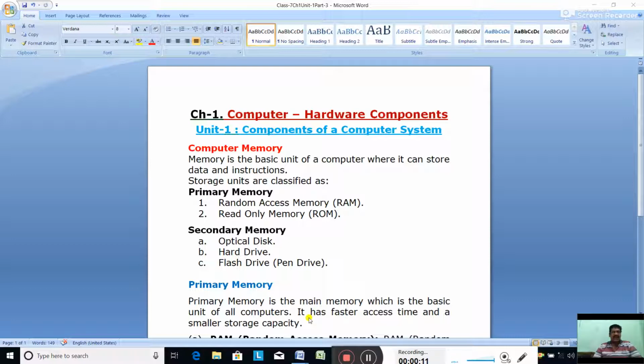In our last class we started parts of hardware. There are different parts of the hardware. We discussed the CPU, which is the main component of a computer system that is integrated with a microprocessor and the memory unit. Then we discussed the parts of the CPU. There are mainly three parts: arithmetic logic unit, control unit and memory unit.